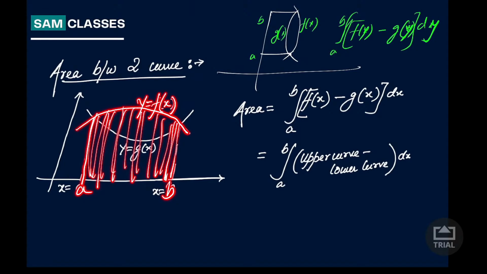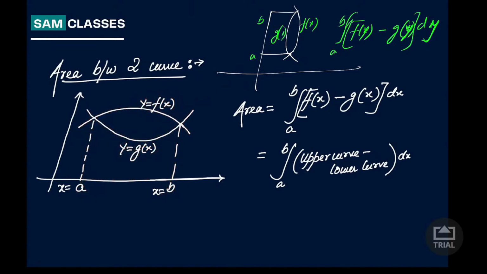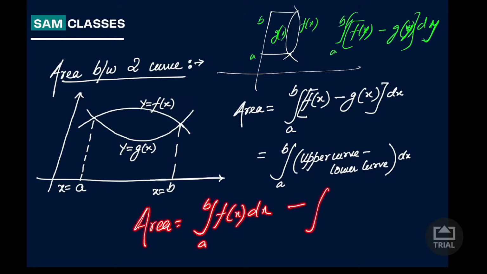Now I'll say, sir, I want the middle one. So what I'll do? I'll subtract from a to b this part. The moment I subtract this part, will I get this as the answer? Yes or no? So the area of the middle part is equal to area of the bigger part, integral a to b f(x) dx, minus area of the smaller part, integral a to b g(x) dx. Or you can say integral a to b of upper curve minus lower curve.